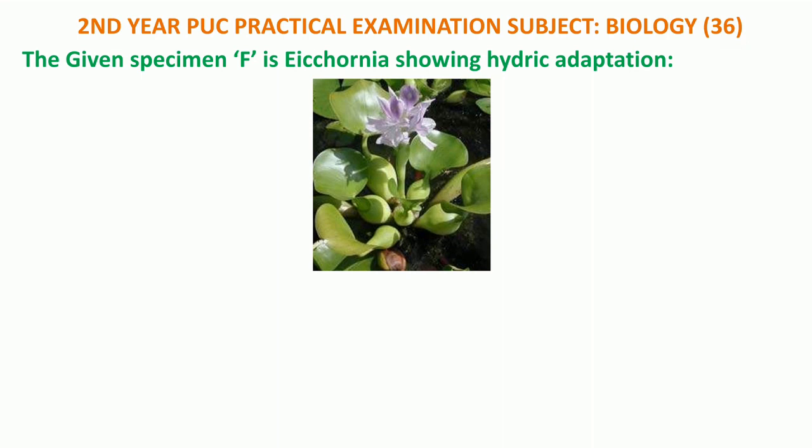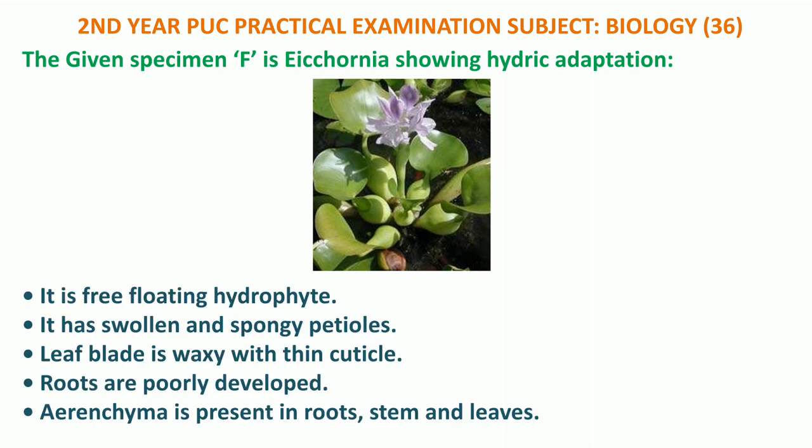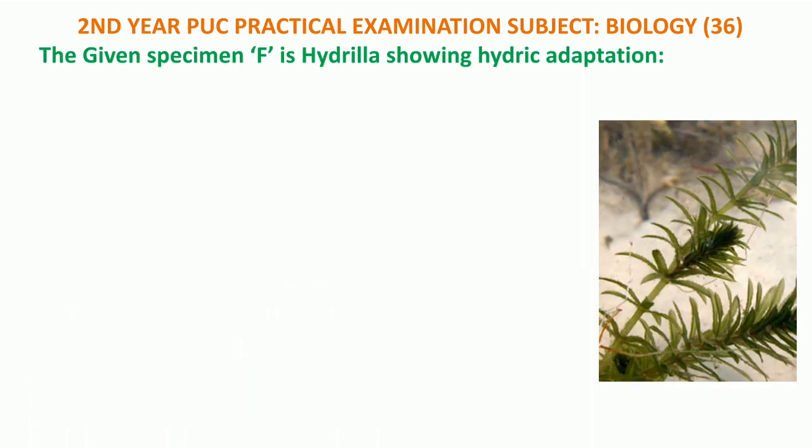Or if you get this picture or spotter in the examination under F question, you should write the identification like this. The given specimen F is Eichhornia showing hydric adaptations. The points are: it is a free floating hydrophyte. It has swollen and spongy petiole. Leaf blade is waxy with a thin cuticle. Roots are poorly developed. Aerenchyma is present in root, stem and leaf.